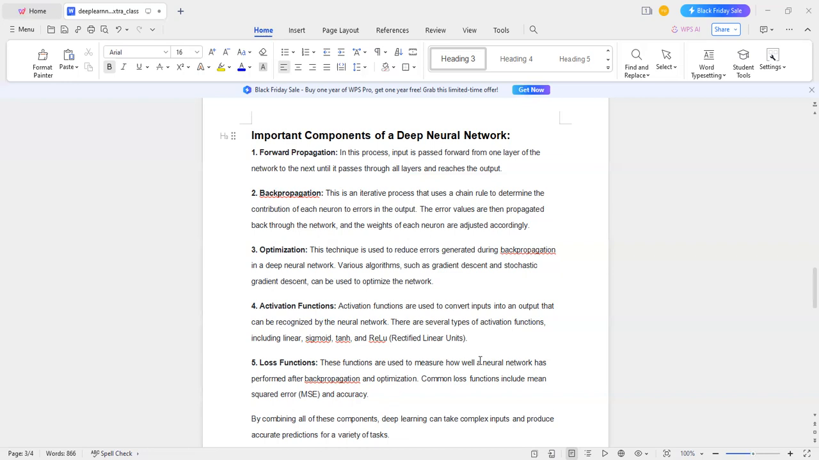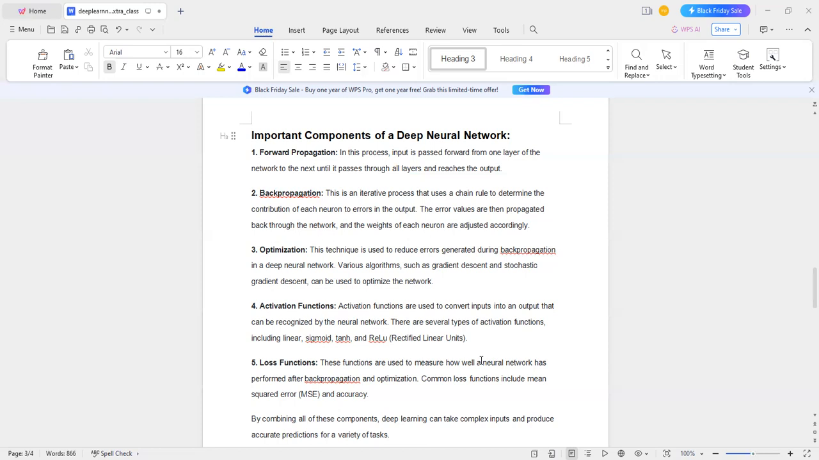We have a lot more, but these two are among the most popular optimization techniques used along with the networks. Next, we talk about the activation function, which is the fourth important component of deep neural network. The activation function is responsible for converting the inputs into outputs, by recognizing the neurons which are connected to the variables. We have various types of activation functions like sigmoid, tanh, and ReLU, rectified linear units.